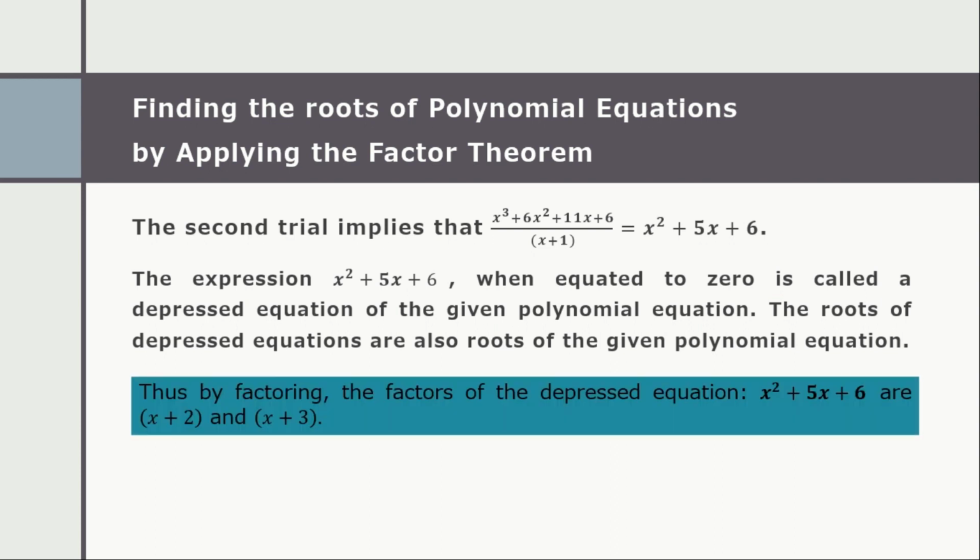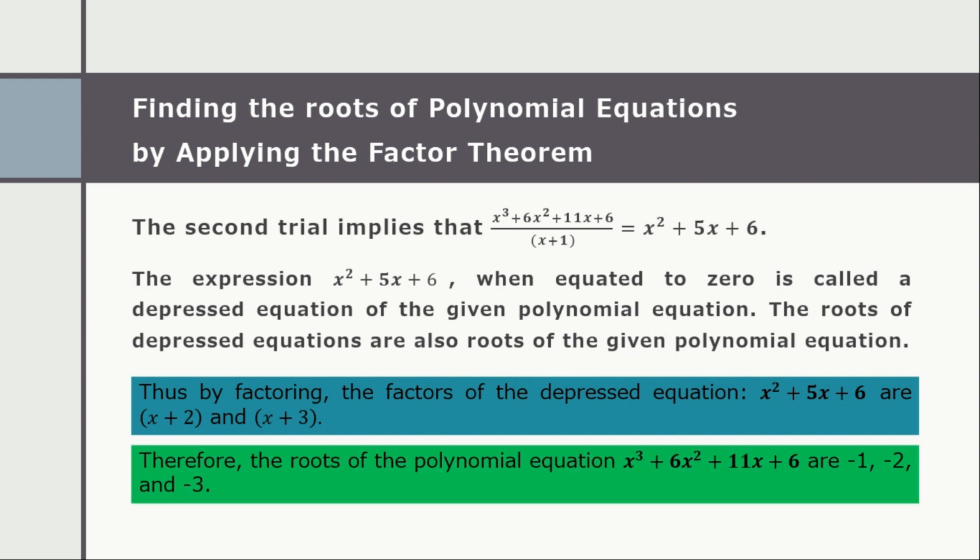Thus, by factoring, the factors of the depressed equation are x plus 2 and x plus 3. Again, the factors of the depressed equation x raised to 2 plus 5x plus 6 are x plus 2 and x plus 3. Therefore, the roots of the polynomial equation x raised to 3 plus 6x raised to 2 plus 11x plus 6 are negative 1, negative 2, and negative 3. Negative 1 came from the second trial, while negative 2 and negative 3 came from the factors of the depressed equation.